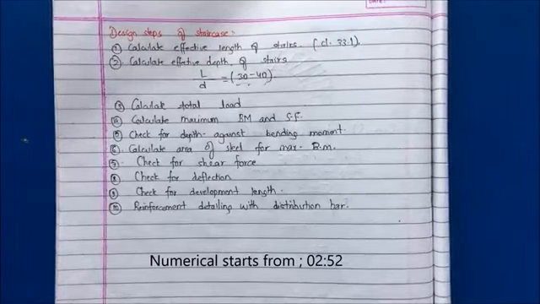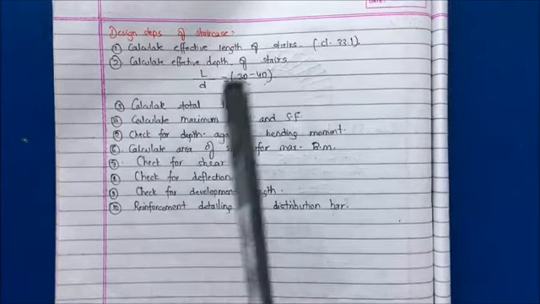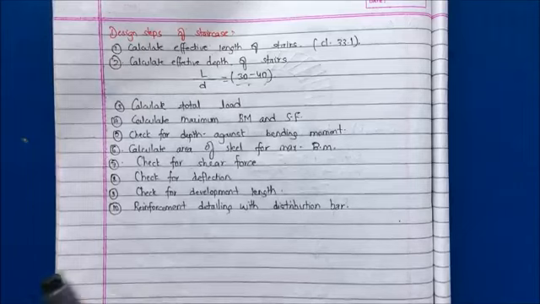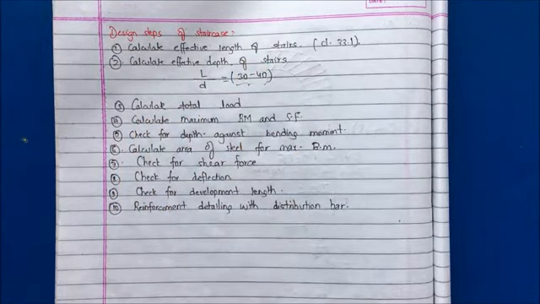In this video I'll discuss the design of a staircase. Let's start with the design steps of a staircase, and after this there will be a numerical of it. So the very first step is to calculate the effective length of a stair using clause 33.1. There are three cases according to which the effective length of the stair will be determined, and I will discuss this in the numerical portion also.